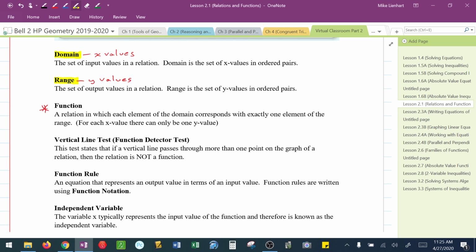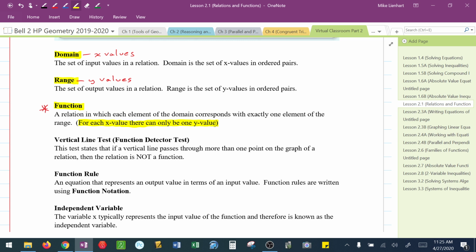And that is the idea of what is a function. By definition, a function is a relation, so we're comparing two things, in which each element of the domain, x's, corresponds with exactly one element of the range, y's. Or a quick way to remember this, for each x, there can only be one y. For each x, there can only be one y. For each input, there can only be one output.